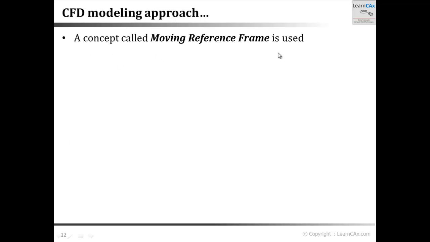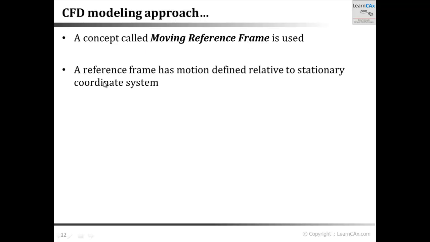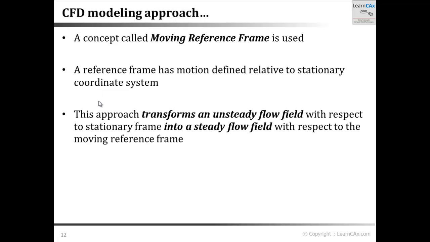A concept called moving reference frame is utilized within a CFD model. What it does is define a reference frame that has motion relative to a stationary coordinate system. So there is a reference frame which is moving with respect to a stationary coordinate system, and the motion of this reference frame takes care of the rotating effect of the blades.